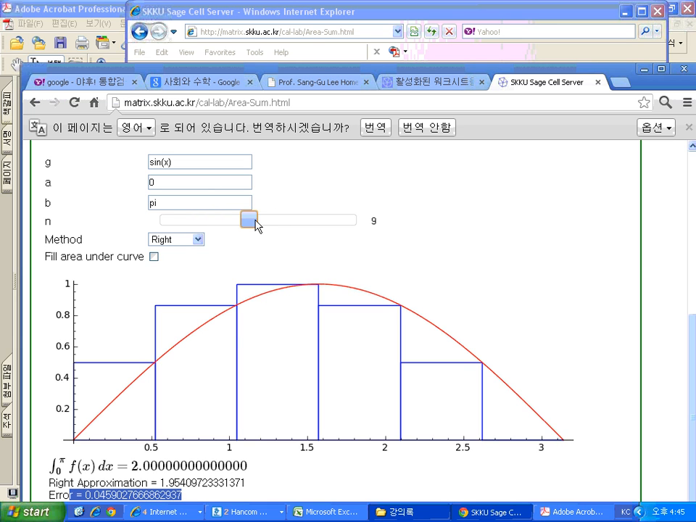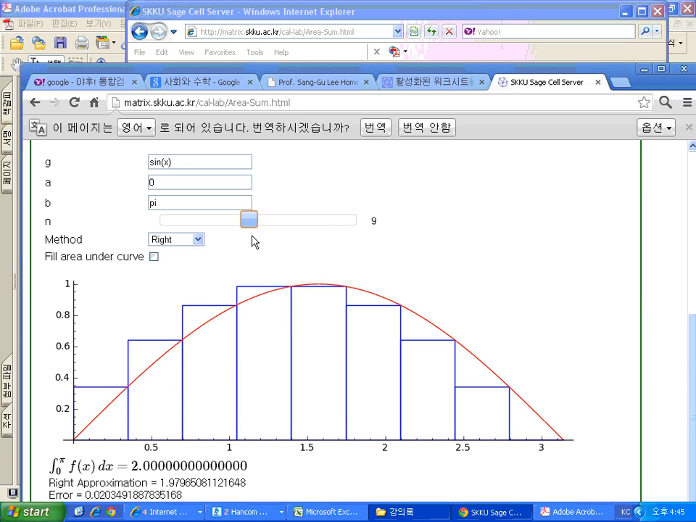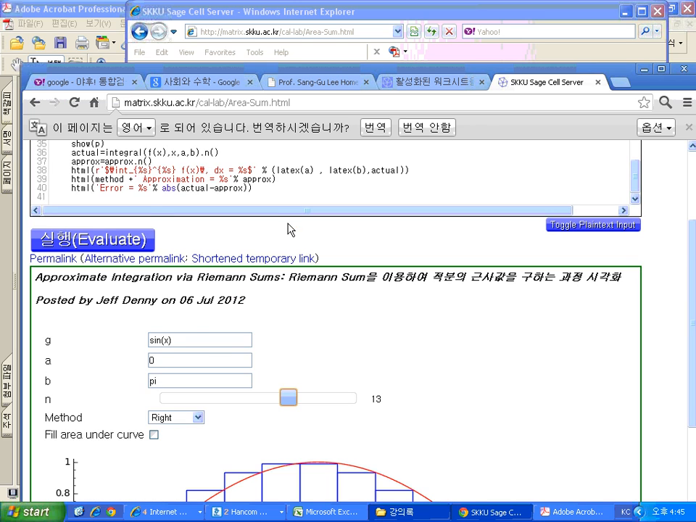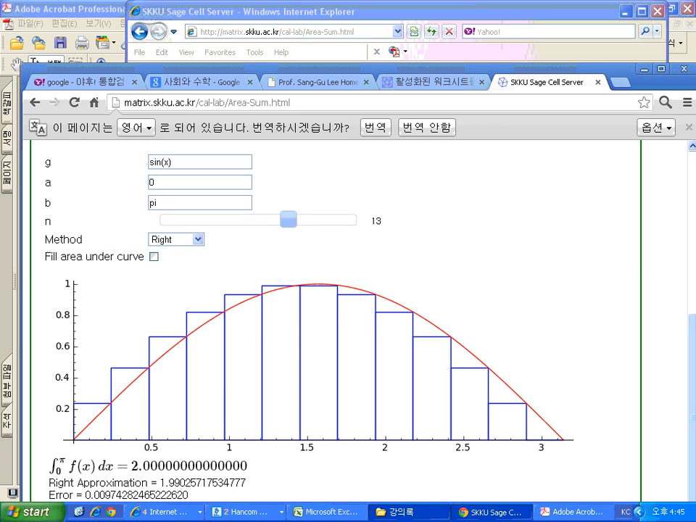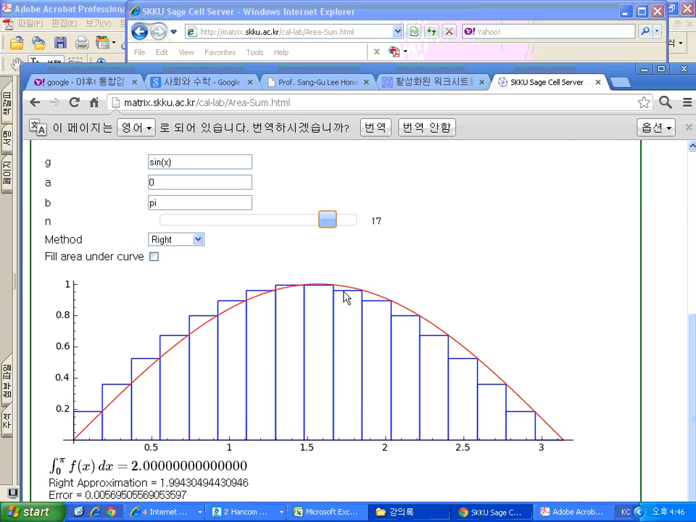If we make more regions, then it will approach closer to the limit, so the error will get smaller and smaller. Okay, like this. And if we have another function like cosine, then, yeah, let's see what happened.